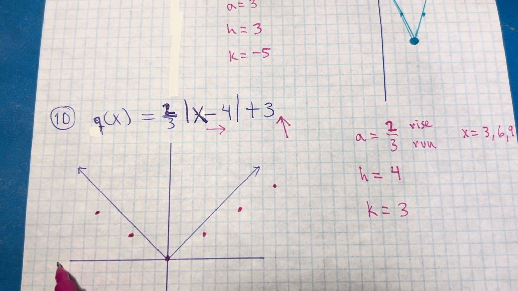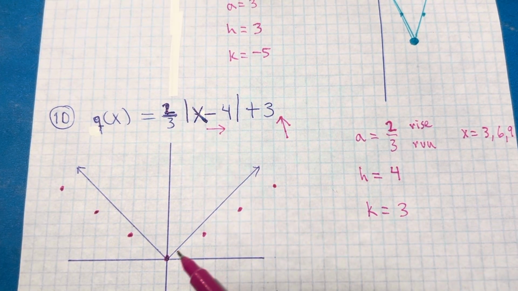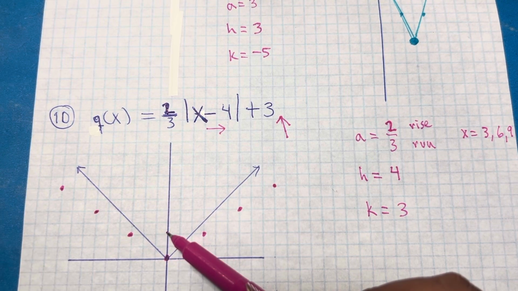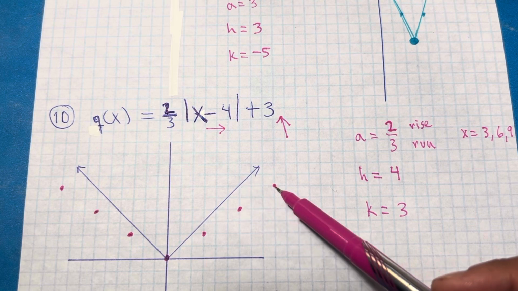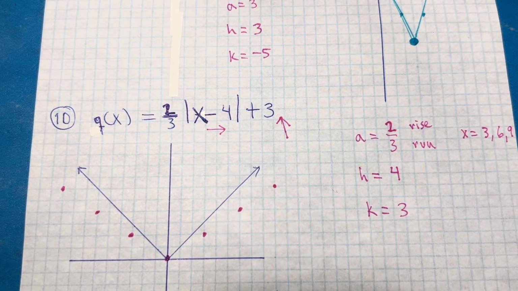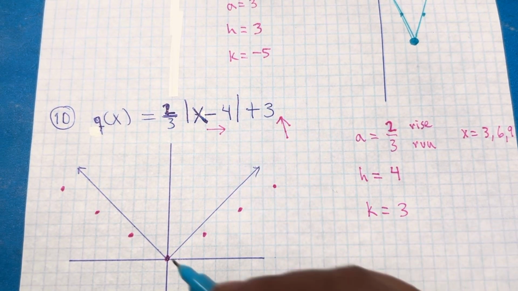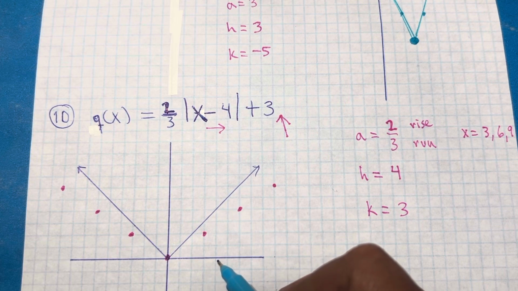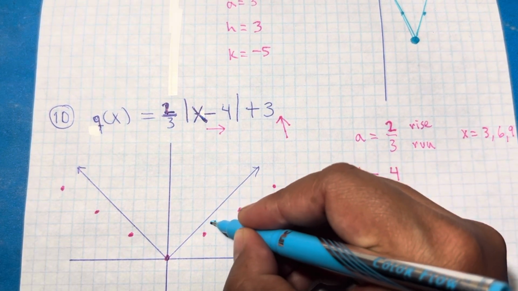Remember that the rise and run will go 2 up and 3 to the right, 2 up and 3 to the right, 2 up and 3 to the right. Okay, now we have that transformation done. From those points, we're going to move 4 spaces to the right and 3 up. Every point will move 4 spaces to the right and 3 up. So this is my vertex.